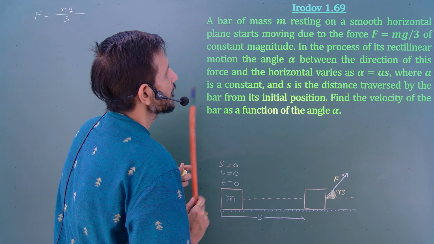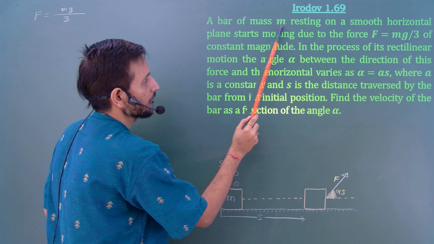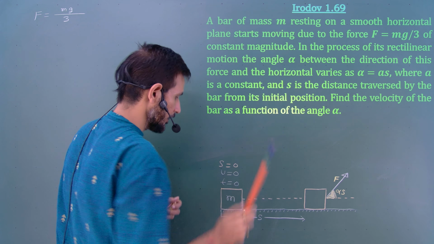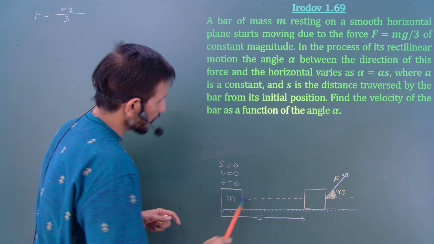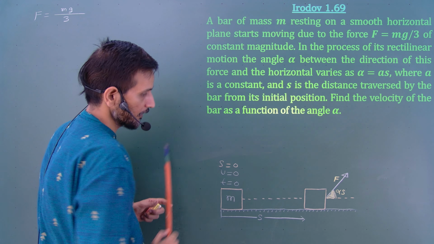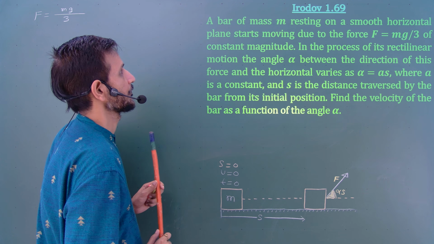Let us solve this Irodov problem number 1.69. A bar of mass m resting on a smooth horizontal plane starts moving. So what is the question? There is a block of mass m resting on a smooth horizontal plane. It means that you don't have to consider the force of friction.